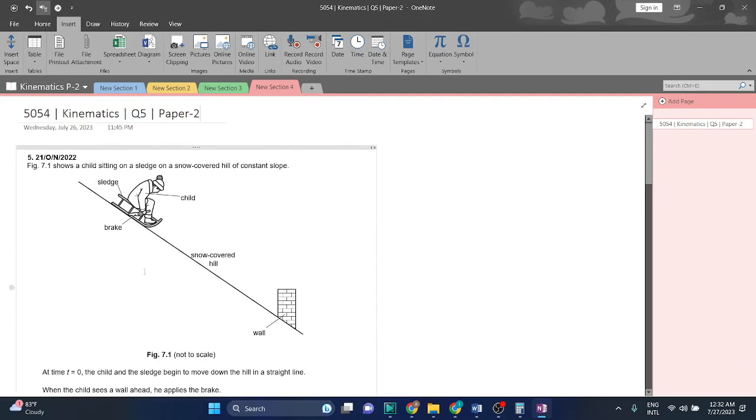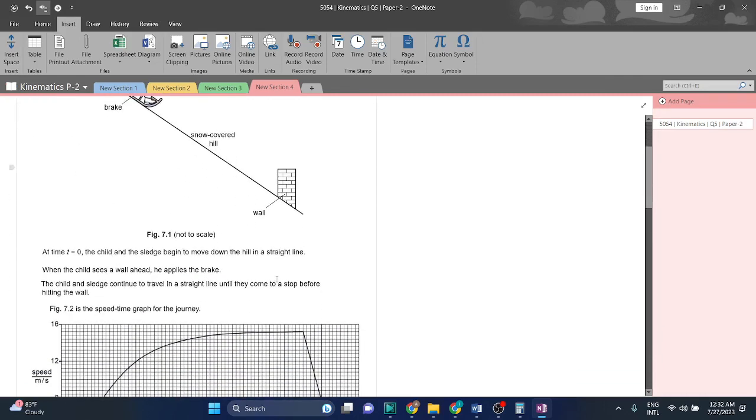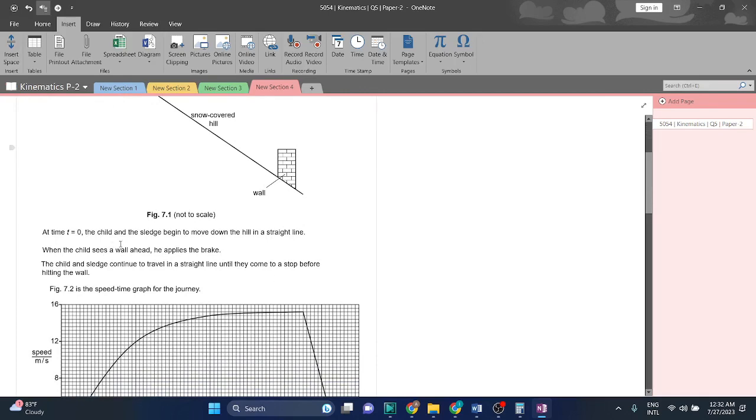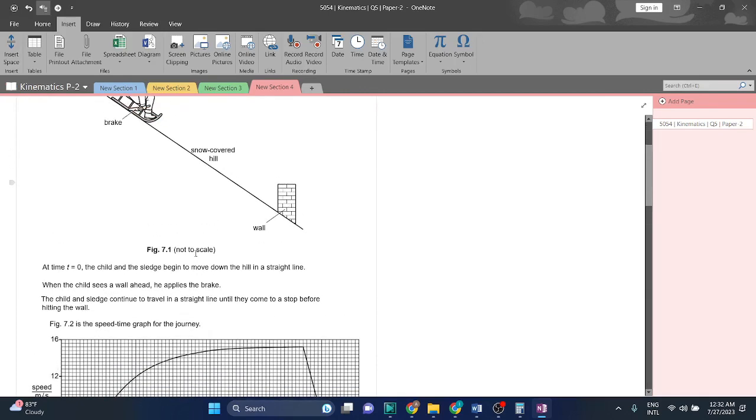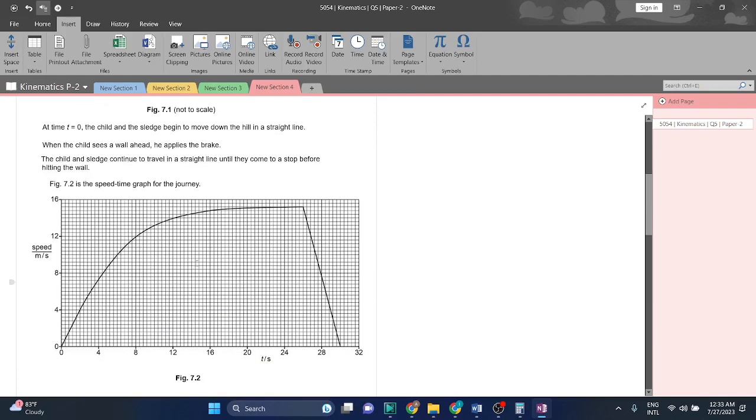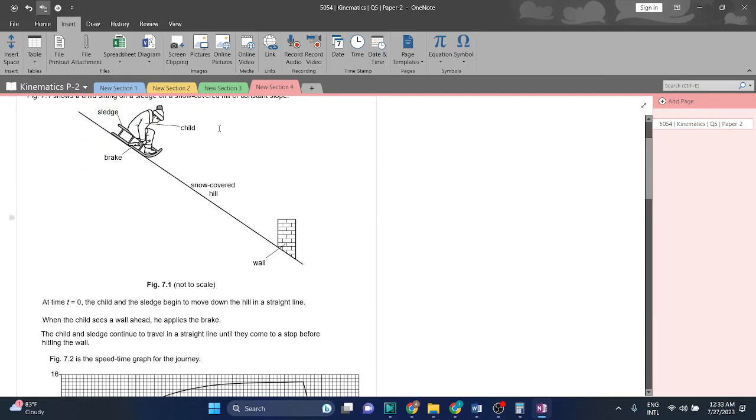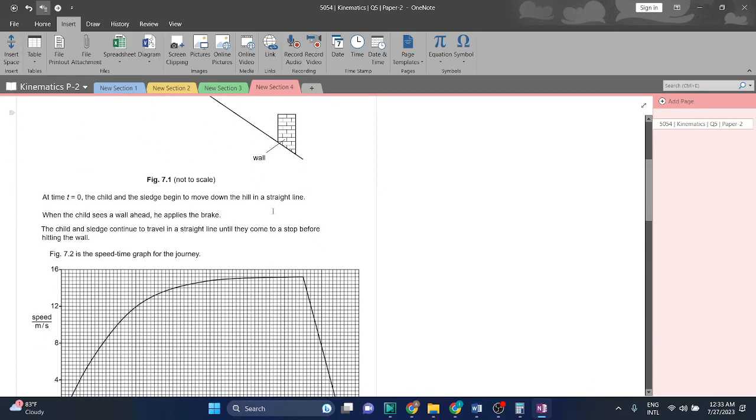Let's start. Question 5. Figure 7.1 shows a child sitting on a sledge on a snow-covered hill of constant slope. एक constant slope की hill है and एक बच्चा sledge से slide करके नीचे जा रहा है. At time t equals 0, the child and the sledge begin to move down the hill in a straight line. When the child sees a wall ahead, he applies brakes. मतलब उसने देखी है एक wall and he applies the brake.